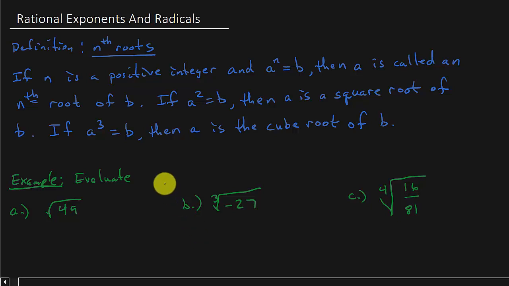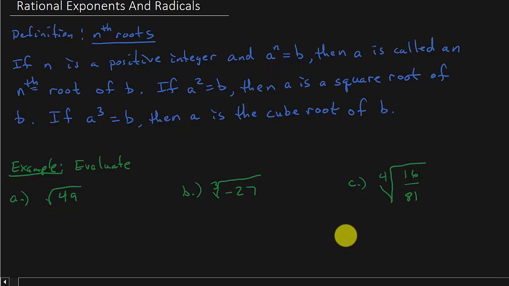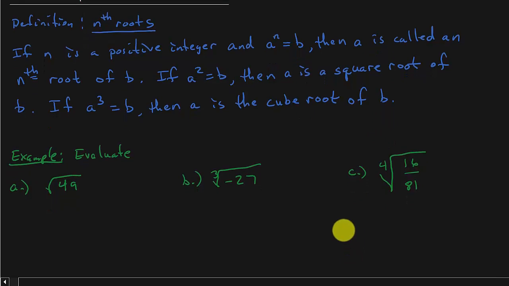If n is a positive integer and a to the n equals b, then a is called an nth root of b. Here are a few examples. If a squared equals b, then a is a square root of b. And if a cubed is equal to b, then a is the cube root of b. Let's look and see what that means.